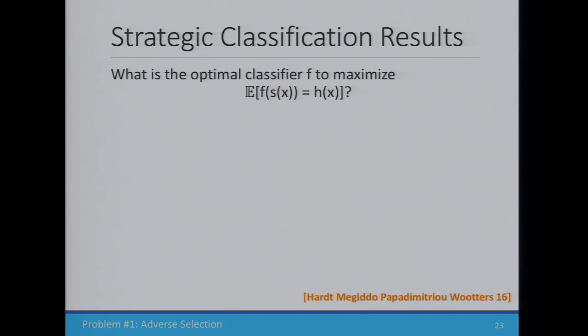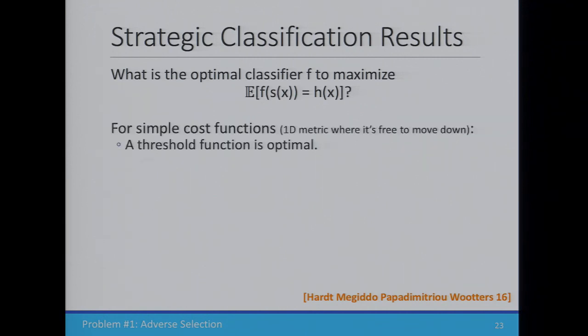Okay. So what's the optimal classifier to maximize this for the government? In a very simple setting, we're just dealing with a 1D metric here where it's free to move down. So think of the real number line. Maybe I'm a 7 in terms of riskiness, and I can move to 5 for no cost, or I can move to 9 for a cost of 2. This is just the metric on the real line. So in this setting, a threshold function is optimal.